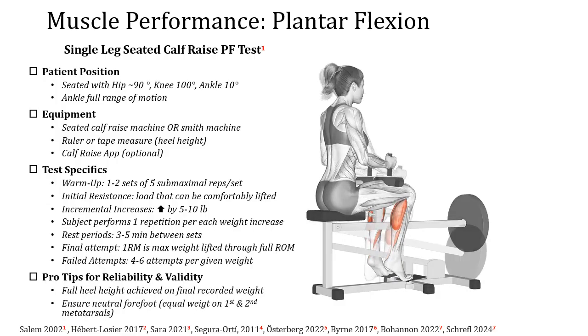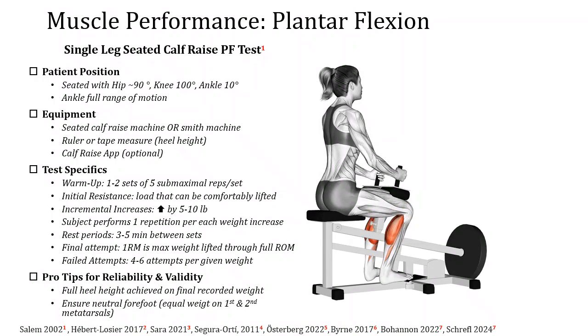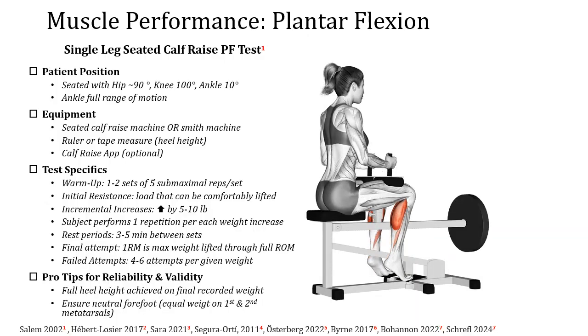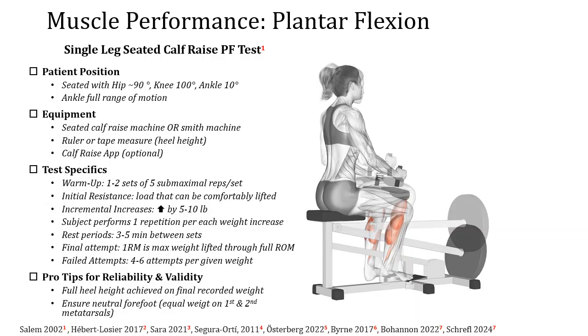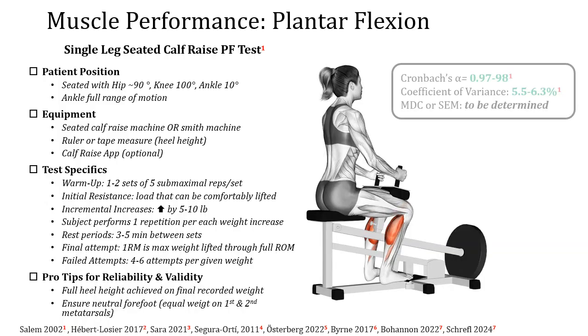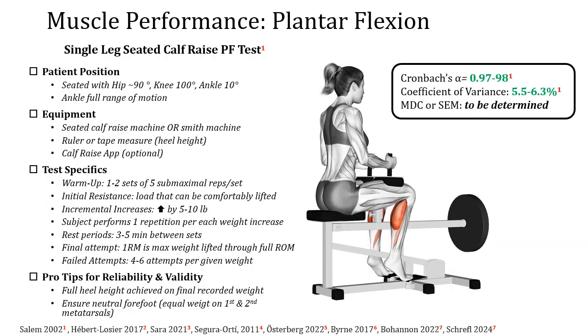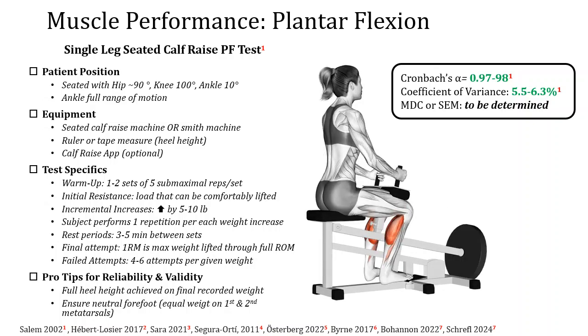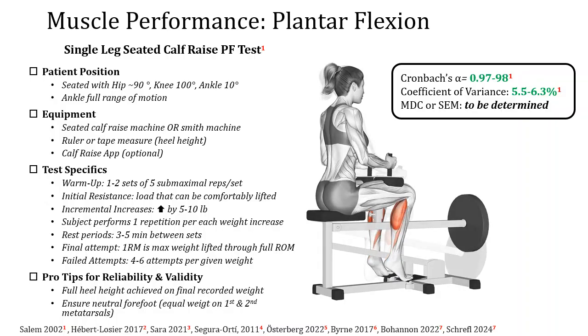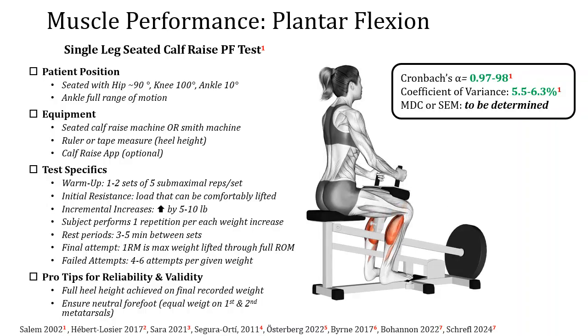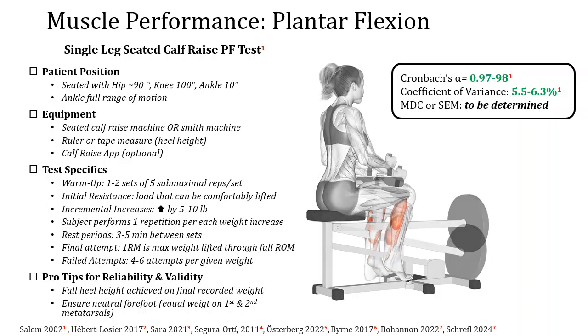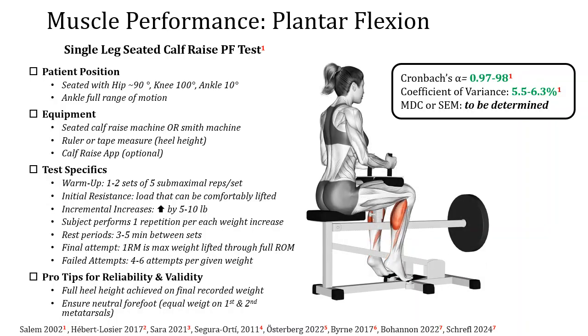And then the pro tips for reliability and validity: full heel height achieved on the final repetition of the recorded weight, and ensure neutral foot position, equally pressing through the first and the second toe. The reliability has been shown to be pretty good here. The MDC, that is minimal detectable change, and SEM, standard error of measurement, have yet to be determined. The coefficient of variance from one testing point to the next should be within 5 to 6%.